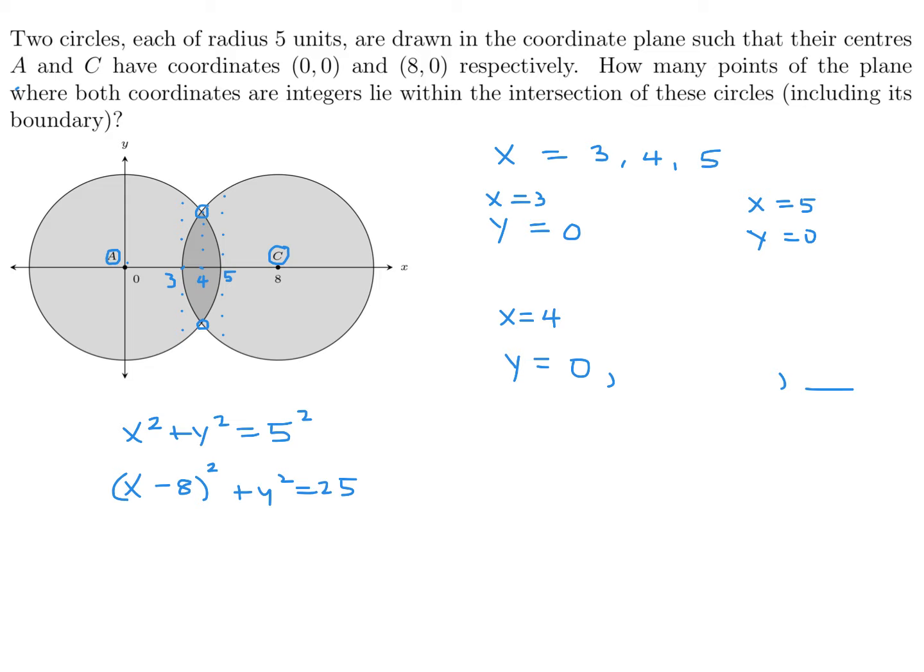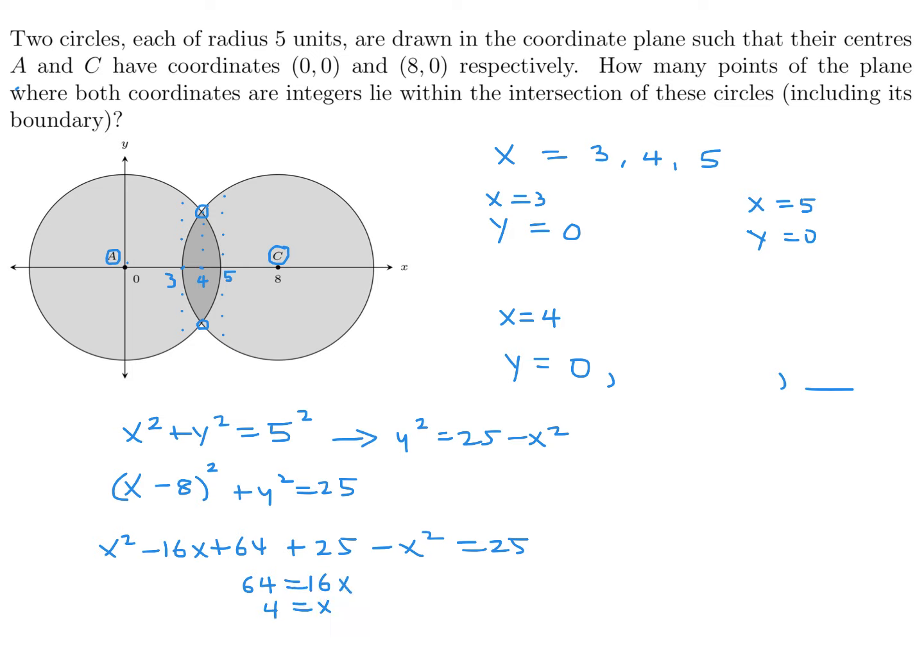So that means we know that they intersect at 4 because that's the x value, but just to be sure, let's solve this. Why take a chance, right? y squared is 25 minus x squared, so let's plug that in here. We get x squared minus 16x plus 64, and then y squared, plus 25 minus x squared, is 25. So all we're left with is 64 is 16x, and therefore x is equal to 4. Exactly what I had guessed because of the symmetry, but now we know for sure that x is 4.